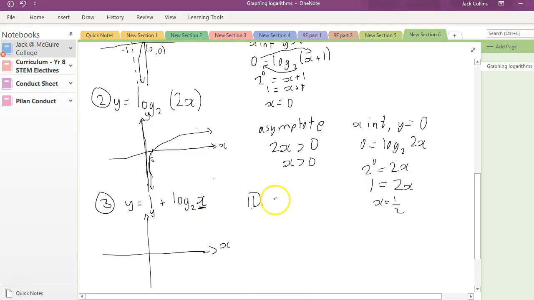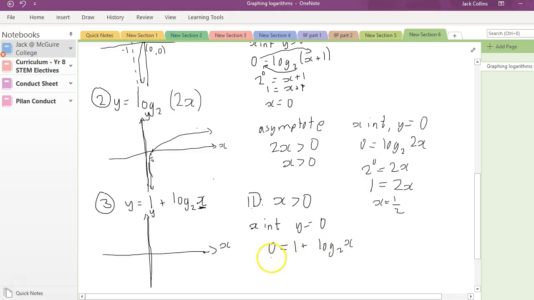X must be greater than 0. Because it's part of the log here, you're just focusing on the x here. X cannot be a negative number, and it cannot equal 0, because once again, 2 raised to any power cannot equal 0. So your asymptote is once again your y-axis, so you're not going to have a y-intercept. So then you just need to find your x-intercept when y equals 0. So 0 equals 1 plus log to the base 2 of x.